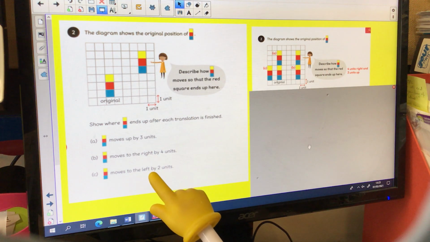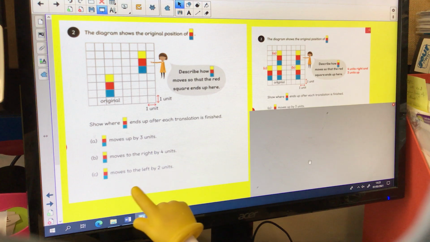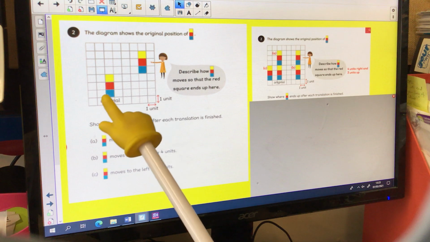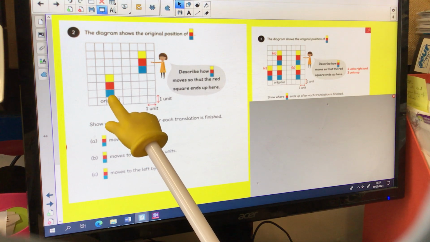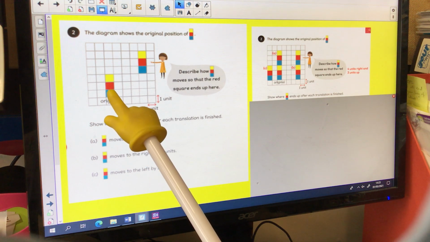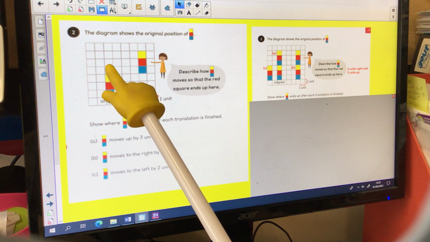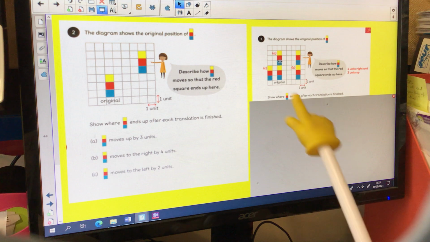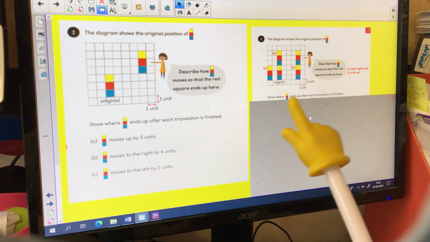The next one, A says move up by 3 units. So you go back to the original, okay? Move that one up by 3 units. 1, 2, 3. It's going to be up there. Can you see here? Like this one here, okay?